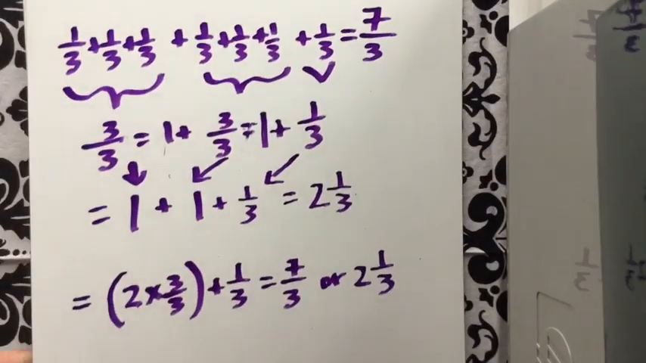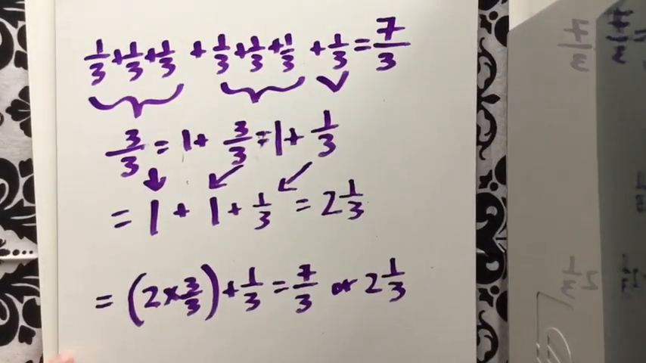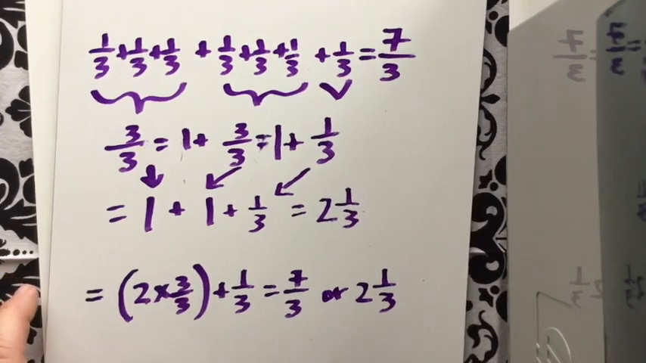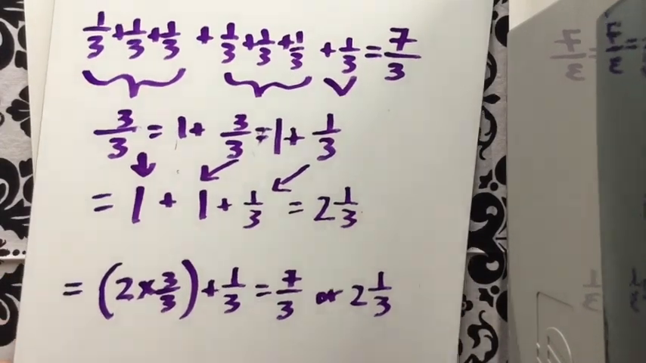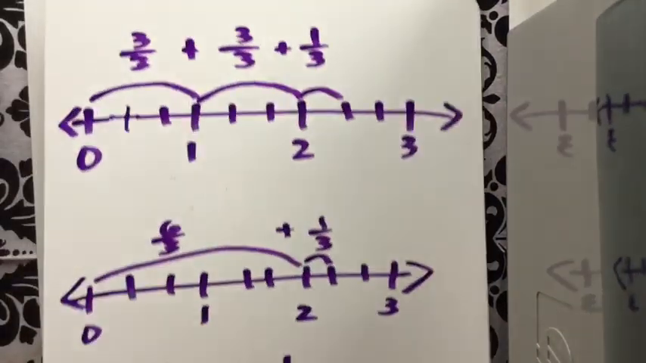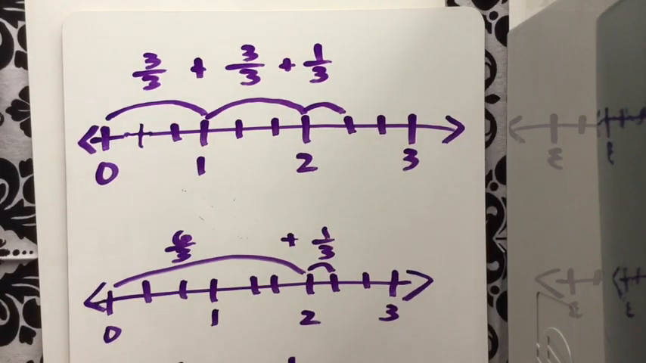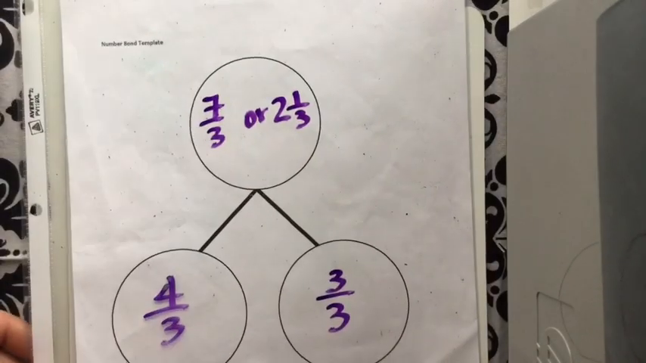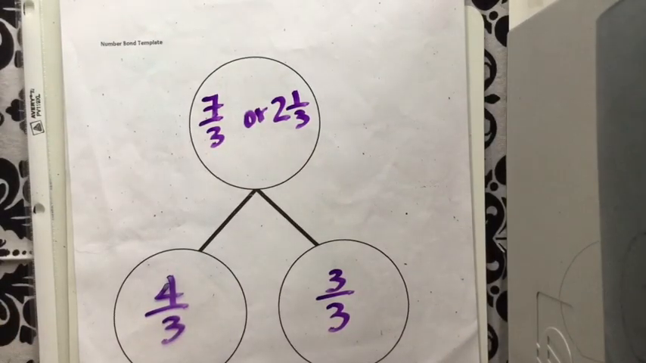So this problem, we started here, which is what we did a lot before the mid-module assessment, and we moved it over into a number line and then a number bond. You can do the same thing for subtraction, which I'm going to show next.